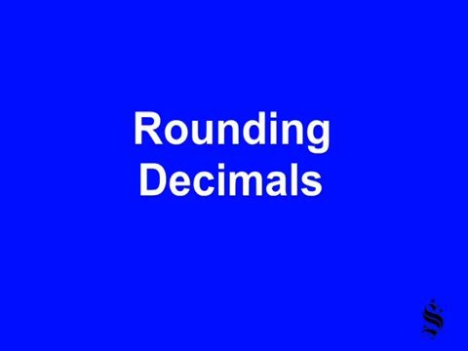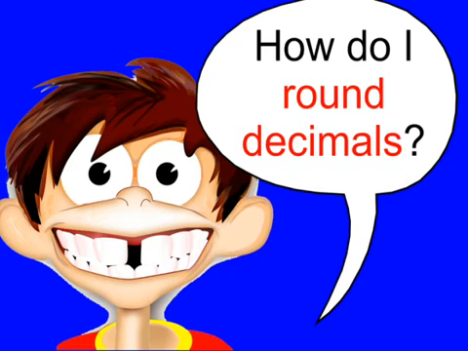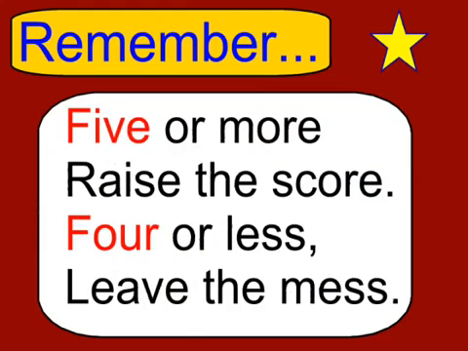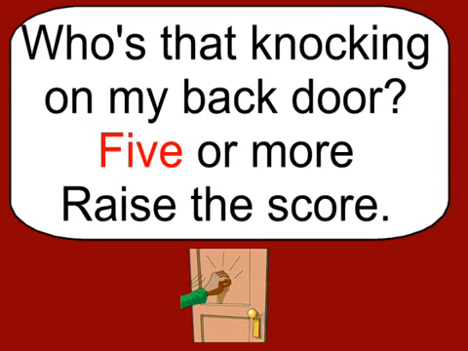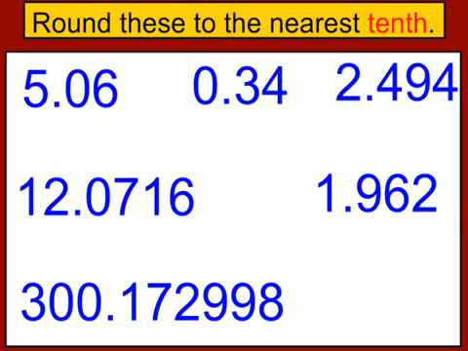Rounding decimals. Well, how do you round decimals? It's pretty easy. You've probably seen this before. 5 or more, raise the score. 4 or less, leave the mess. What you may have not seen before is who's that knocking on my back door? 5 or more, raise the score. And here's how that little saying can help you to round decimals.